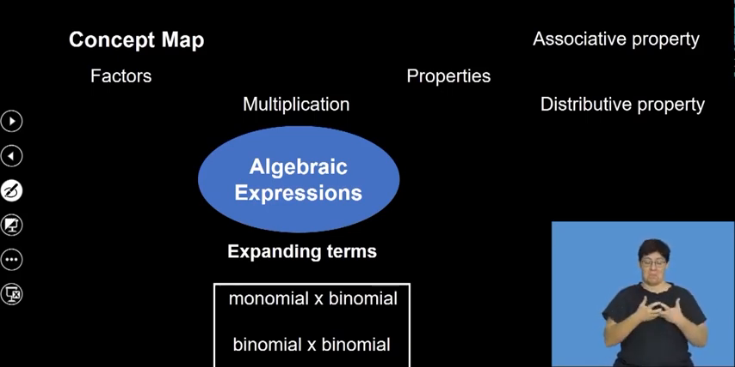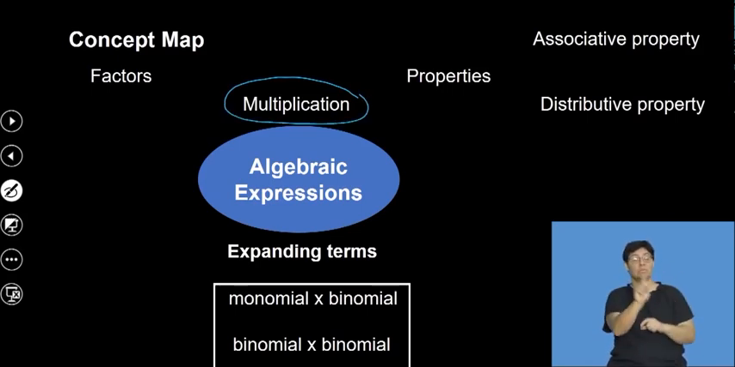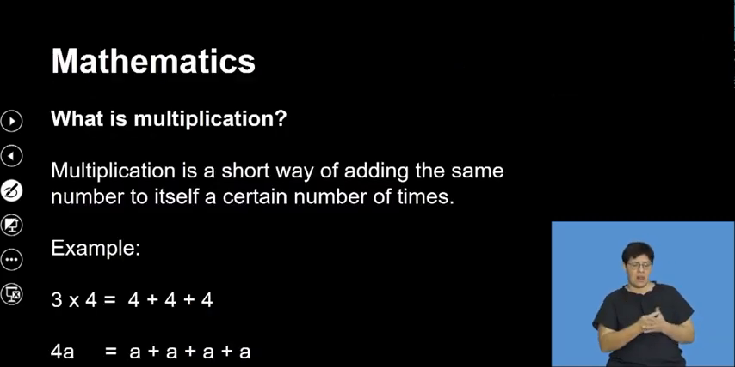Now, the main operation that we're going to be dealing with is multiplication. And we're going to have what you call factors under multiplication and the two properties of multiplication, which is your associative and your distributive. And then we'll look at the 3 types of expanding terms that have to do with a monomial, a binomial, and a trinomial.